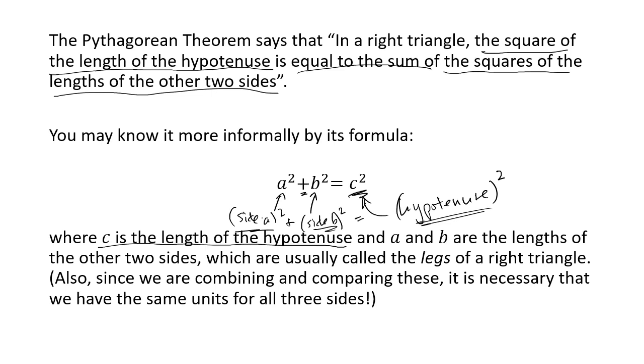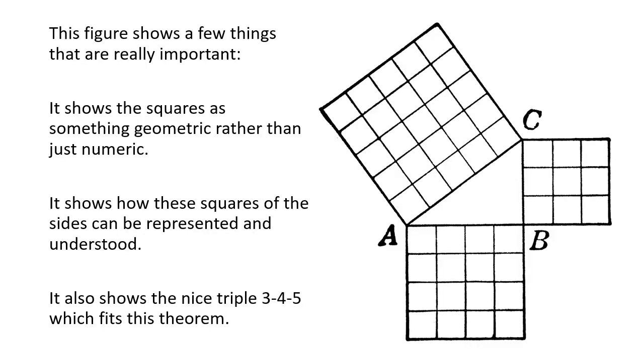Now, why does it work? That's a separate question we'll come to in a moment. But again, just memorizing a formula devoid of any real context or meaning is what we're trying to avoid. So I like this picture a lot for a couple of reasons. Number one, we're talking about the square of the hypotenuse and the square of the other two sides. And so we can talk about square as something numeric, like the square of 5 is 25. But we can also see the square as something geometric.